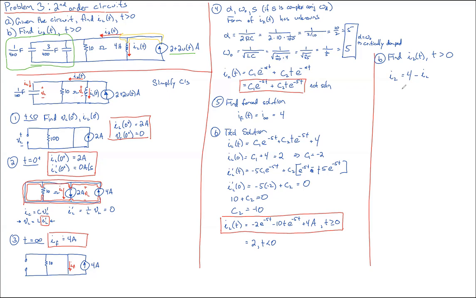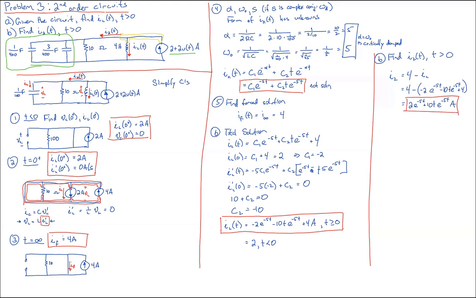Now we can simplify this a lot. We can say it's equal to 4 minus what we found out down here. That's minus 2 e to the minus 5t minus 10t e to the minus 5t plus 4. So 4 minus 4 is 0. And now we're just left with 2 e to the minus 5t plus 10t e to the minus 5t. And that's in amps. And that's our answer.